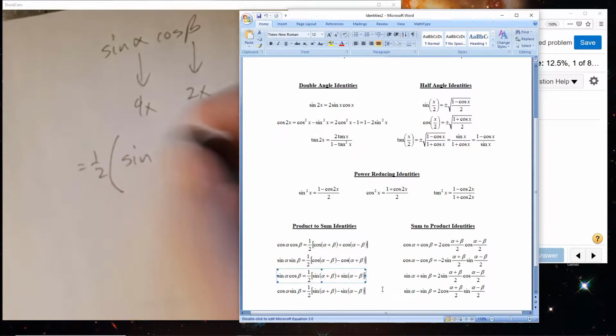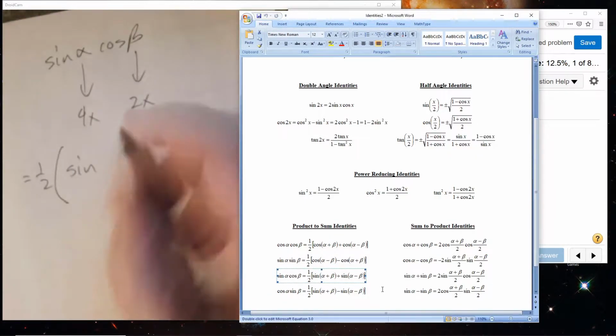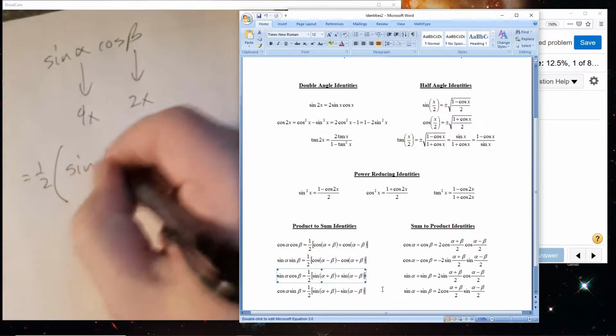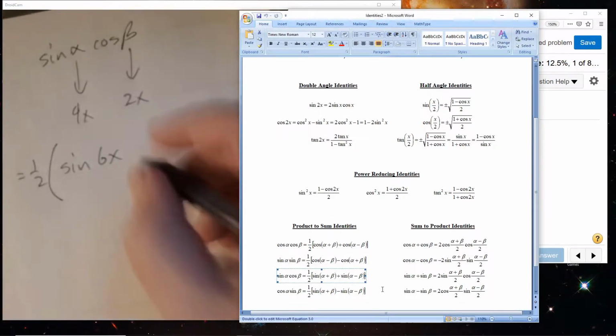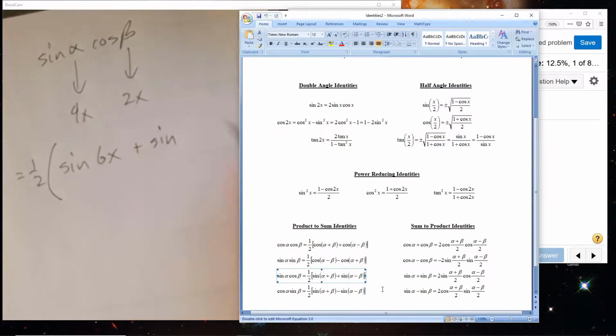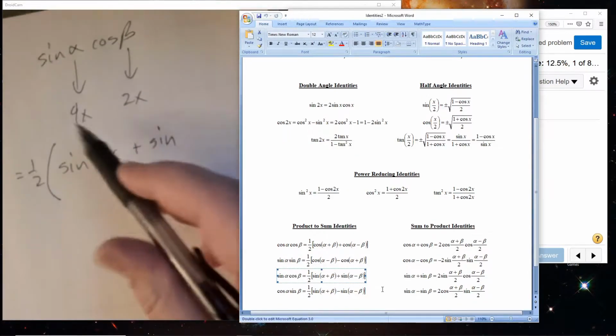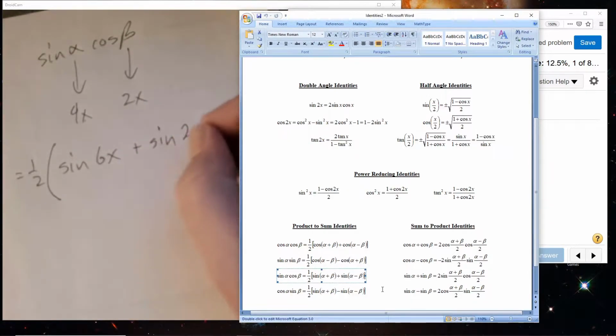So we have alpha plus beta. So 4 plus 2 is 6. And then plus sine alpha minus beta. So 4 minus 2 is 2.